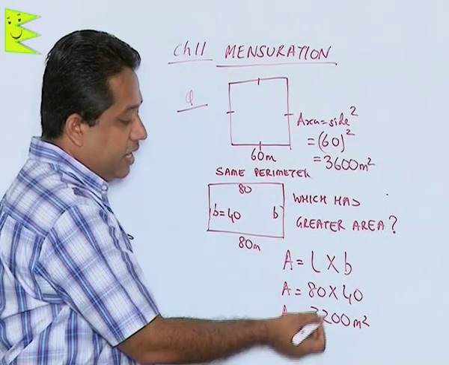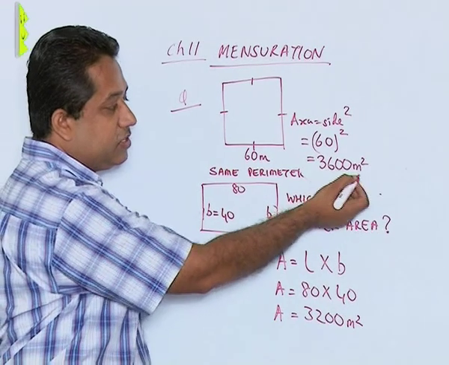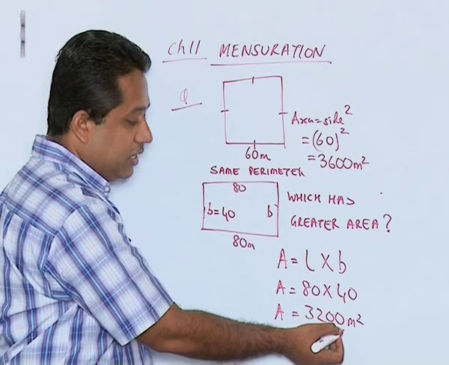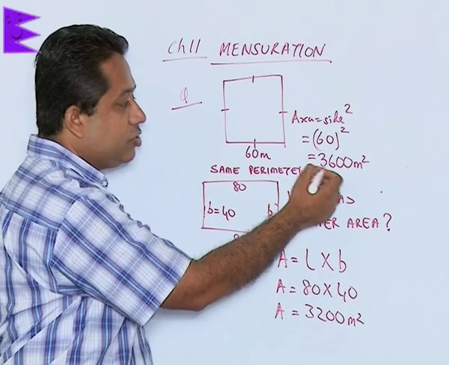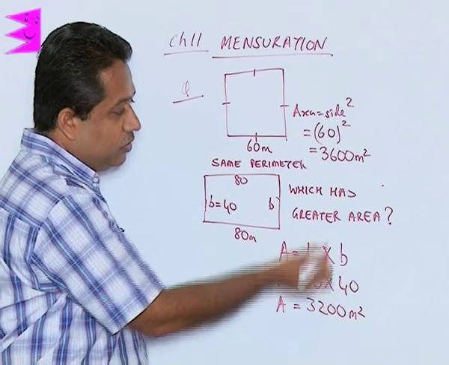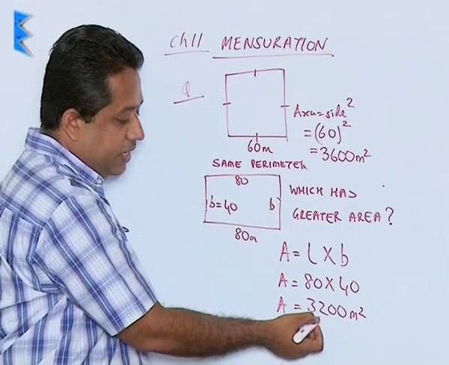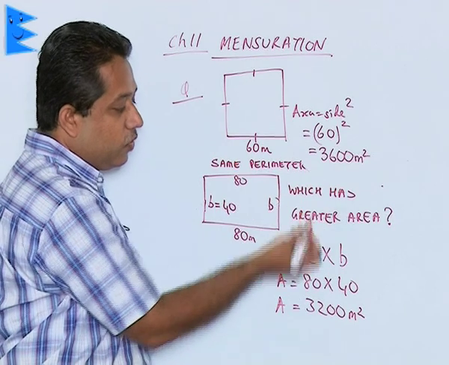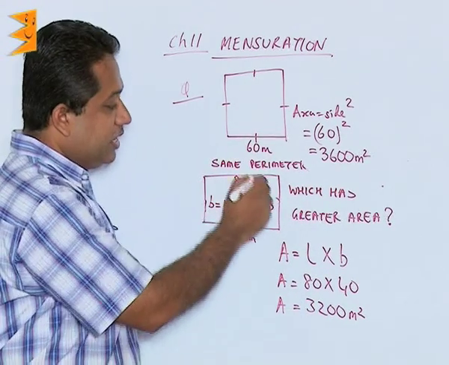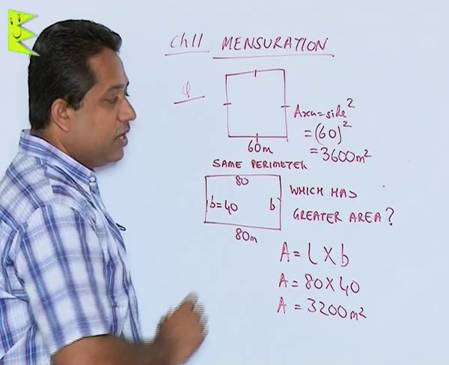So, we have found out the area of the square as 3600 meter square, and area of the rectangle as 3200. We find that area of the square is more, and how much more? We are going to subtract these two. 3600 minus 3200 we get 400 meter square. So, we can say area of the square is more than area of the rectangle by 400 meter square.